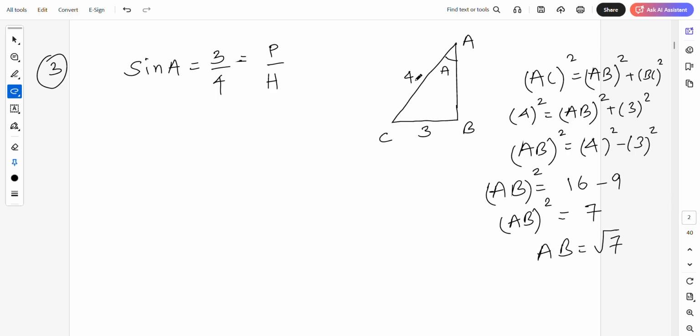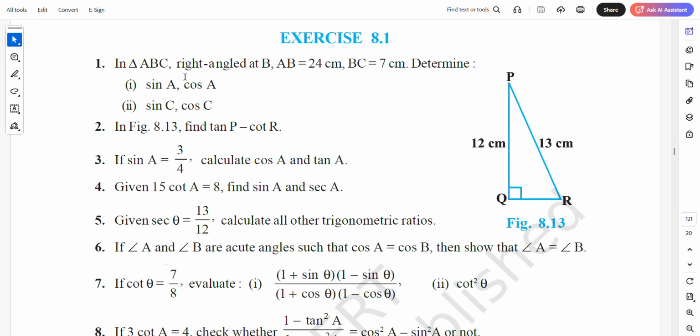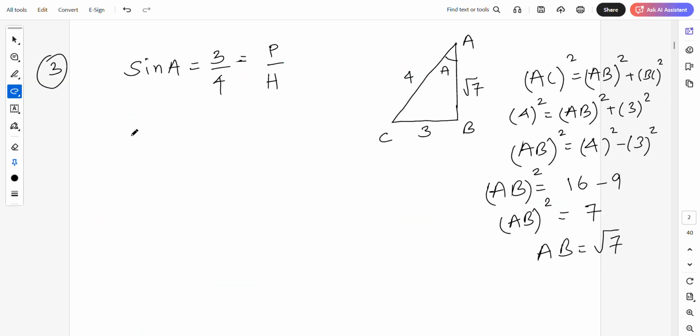We do not know whether it is in meter or centimeter or millimeter, therefore let's write down root of 7 units only. Now AB is root of 7. What exactly we are supposed to calculate? We are supposed to calculate cos A and tan A.